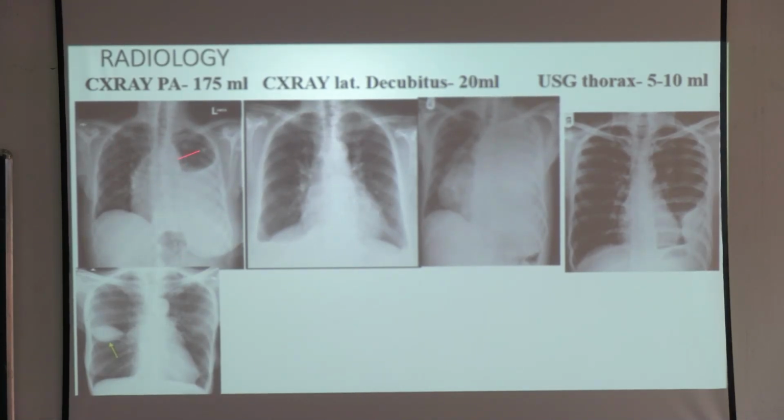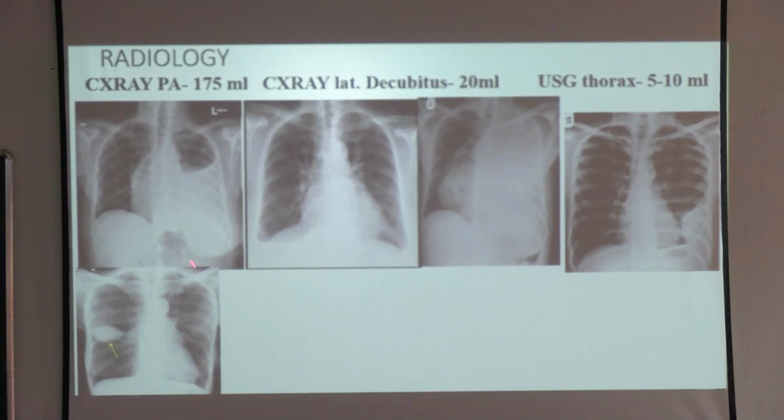But look at that. This is a D-shaped loculated pleural effusion, with blunting of the costophrenic angle, but there is no proper meniscus directed toward the axilla, but it is D-shaped. This is called loculated pleural effusion or infected pleural effusion.